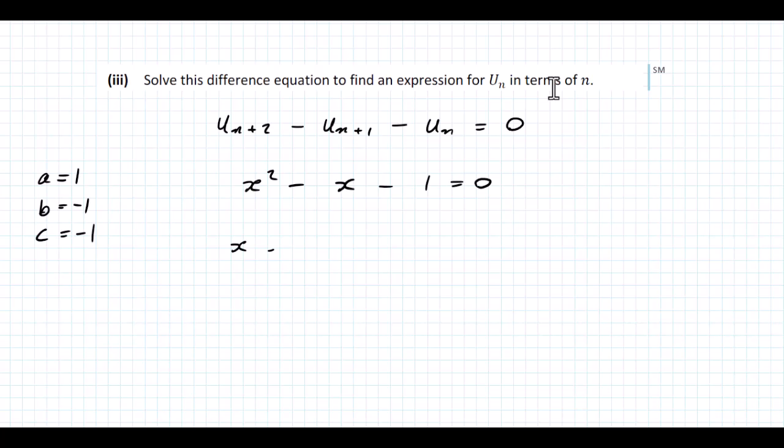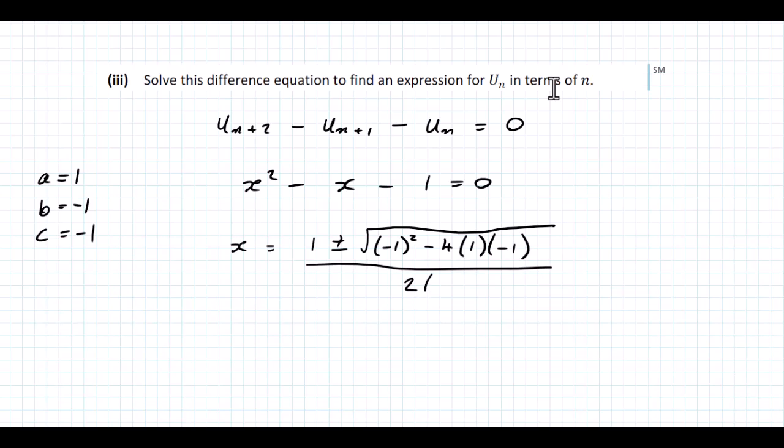So we know now that x is going to be equal to minus b, which is minus minus 1, plus 1, plus or minus the square root of b squared minus 4 times a times c, all over twice a. So we'll get 1 plus or minus the square root of, this will give us plus 1, this will give us plus 4, so it's just the square root of plus 5.